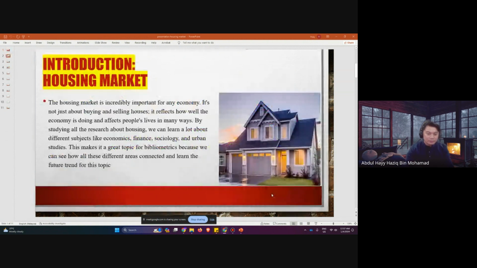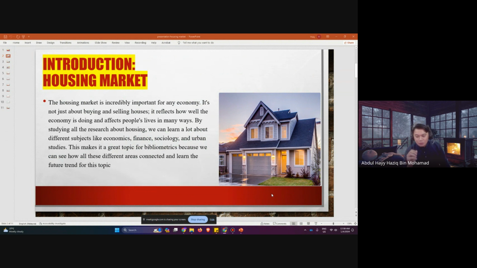The topic I want to explain is the introduction about the housing market. The housing market is incredibly important for any economy. It is not just about buying and selling a house. It reflects how well our economy is doing and it affects people's lives in many ways.